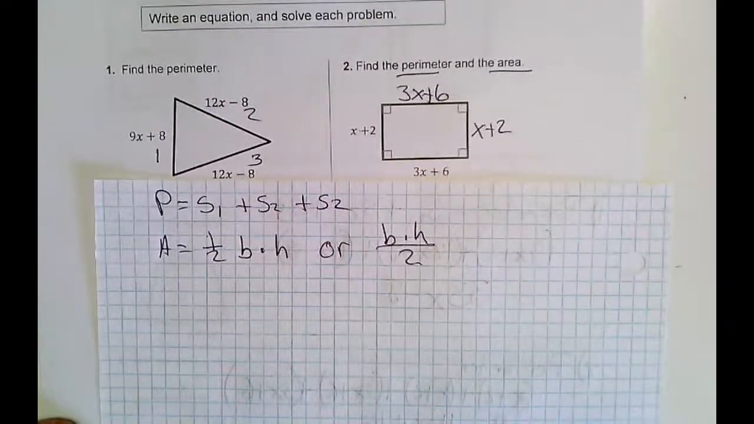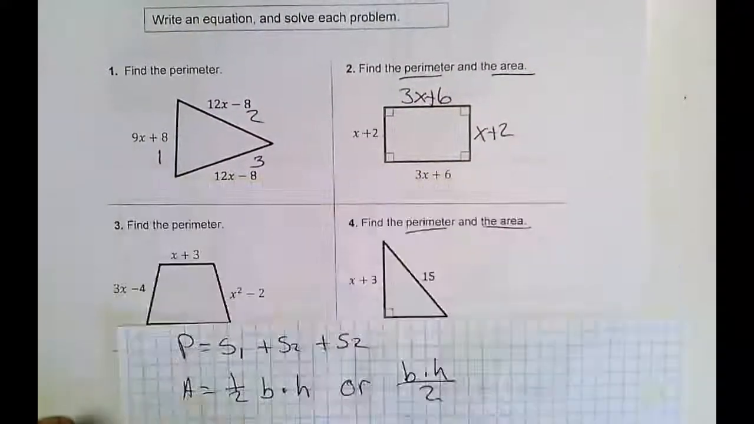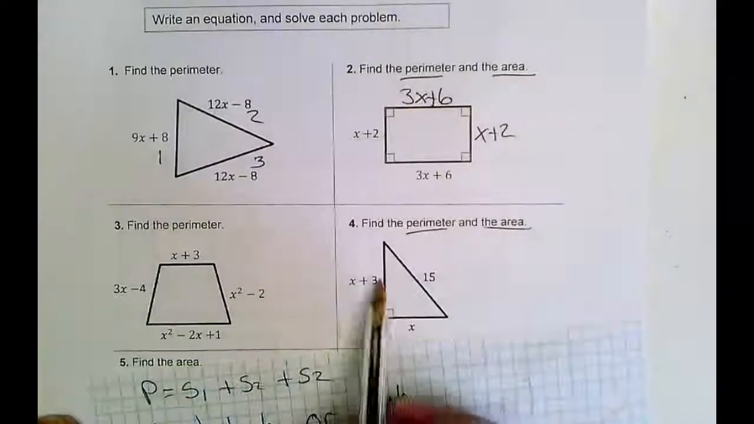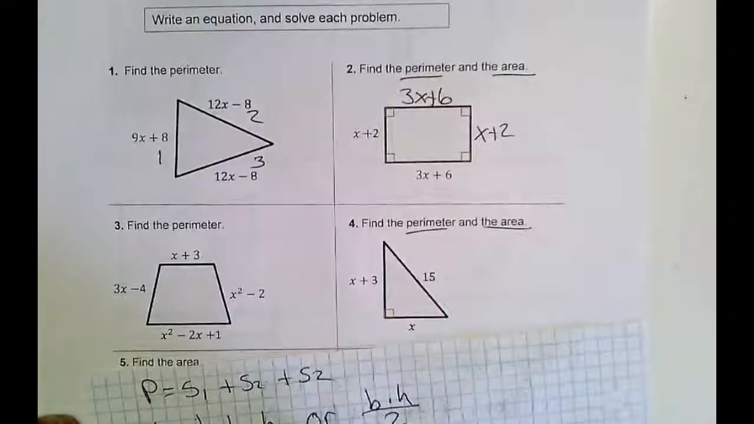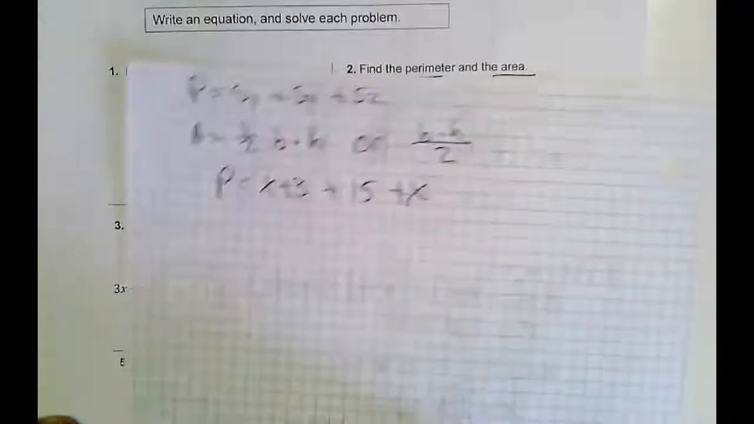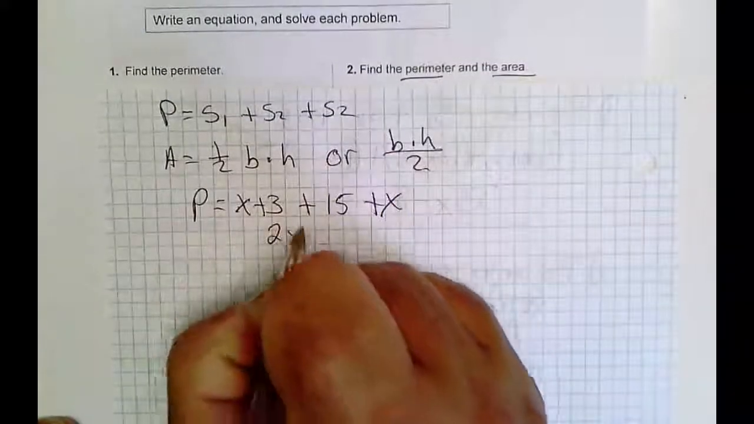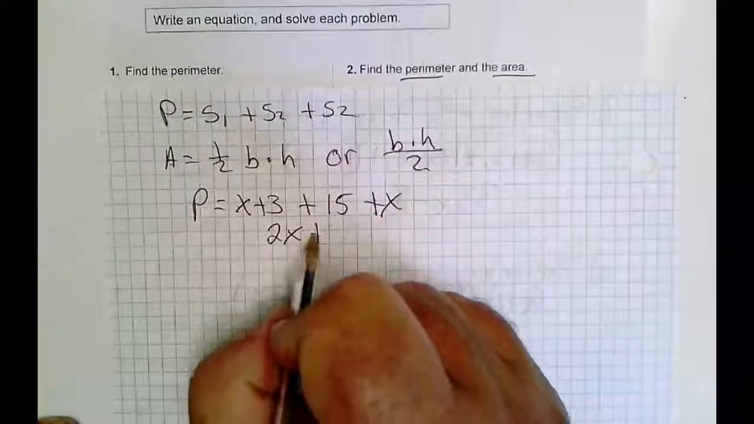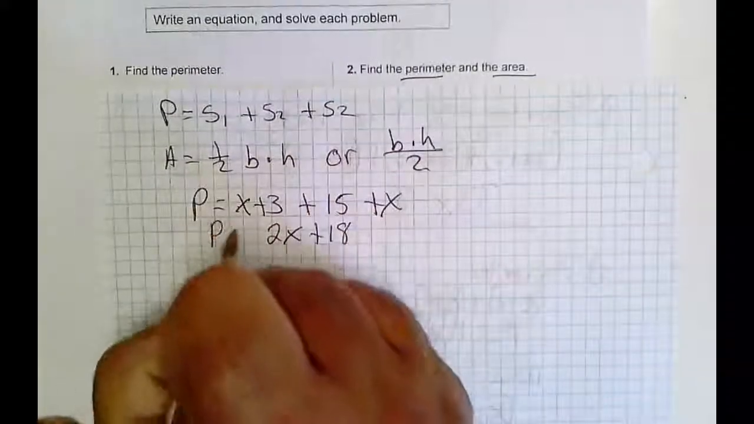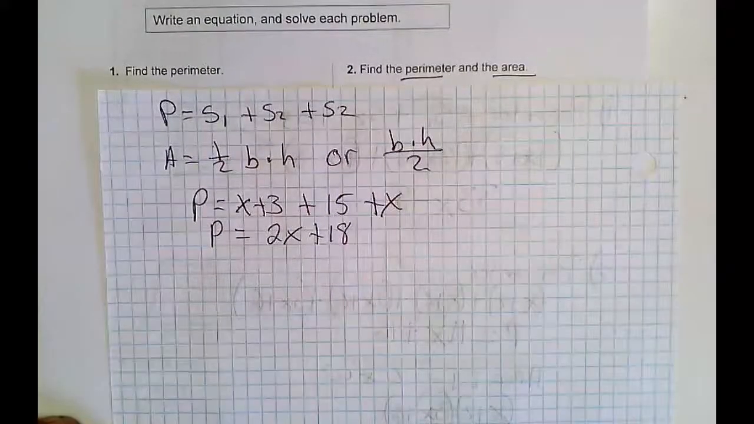Okay? Well, let's start with the perimeter. So the perimeter is going to be x plus 3 plus 15 plus x. Okay? So let's add everything that we can. x plus x is 2x. 3 plus 15 is 18. So that is our perimeter: 2x plus 18. Okay, that was pretty simple.